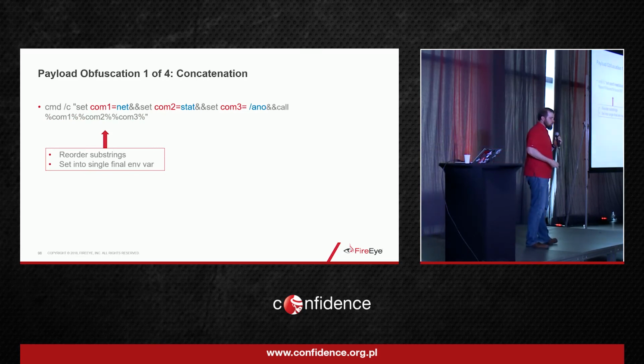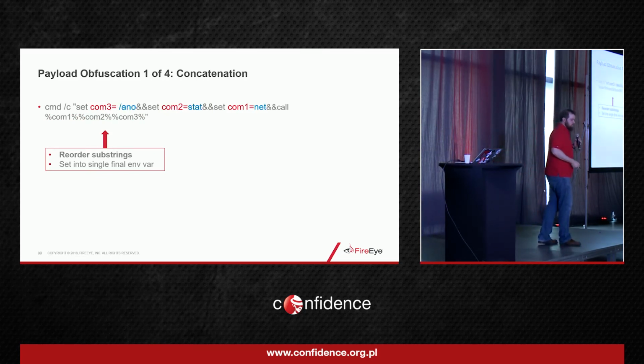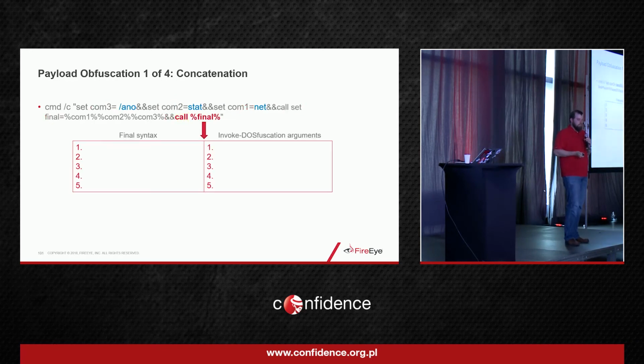tools. So we can also set our substrings into a final variable, just called final. And this is our payload. Now, there are five different categories built into the tool, into Invoke-DOSfuscation, to execute code. The first one is this.